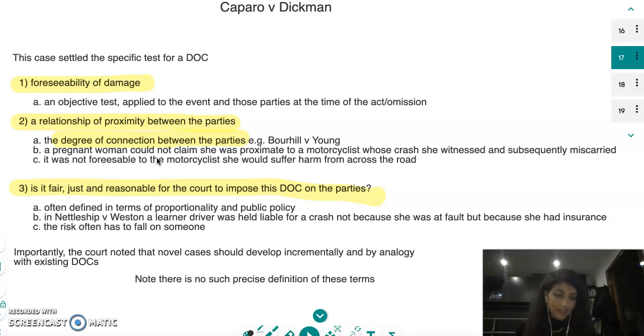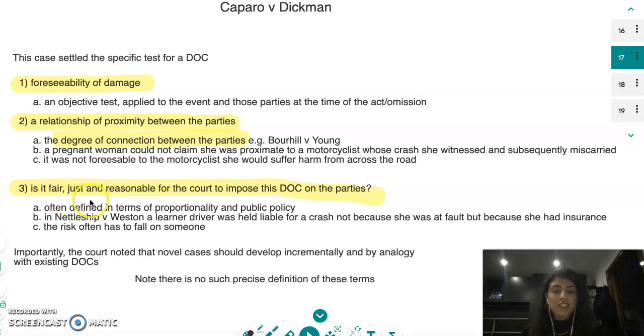So a motorcyclist had a crash. However, a woman was pregnant and she was walking in the street, not close to the accident, but she saw the accident, was traumatized and miscarried as a consequence. She tried to sue the motorcyclist for this. However, it was not foreseeable to the motorcyclist that she would suffer harm from across the road. They weren't in a sufficiently proximate relationship. So it's not that it would be a different case if she was, for example, hit by the motorcyclist. They would be in a foreseeable proximate relationship, but it's not the case in terms of her just seeing it from across the road. Finally, we start to see this introduction of policy considerations.